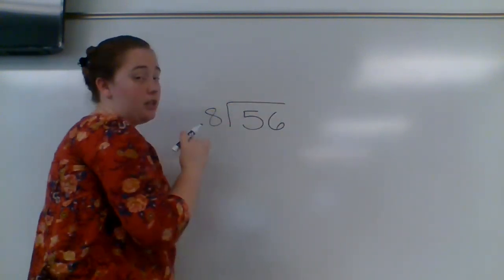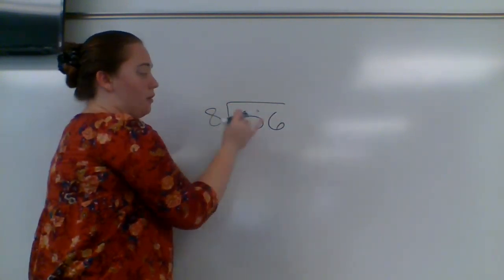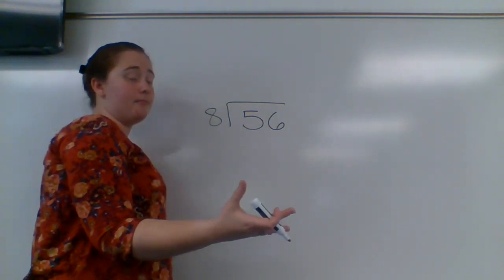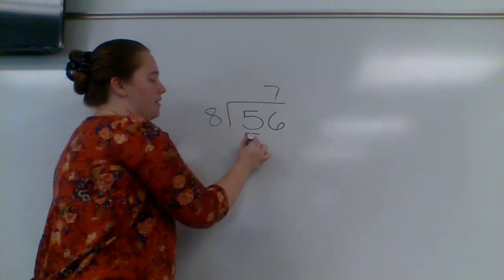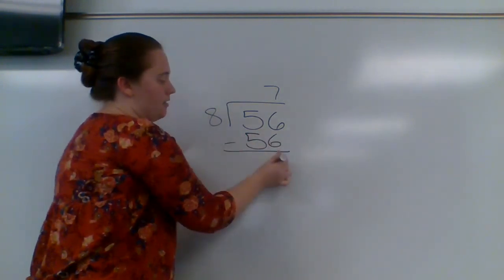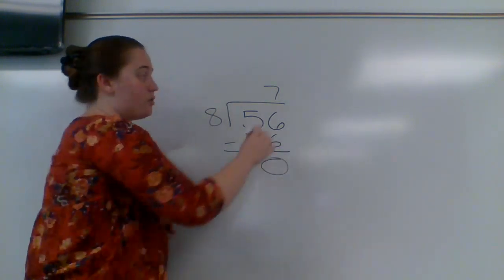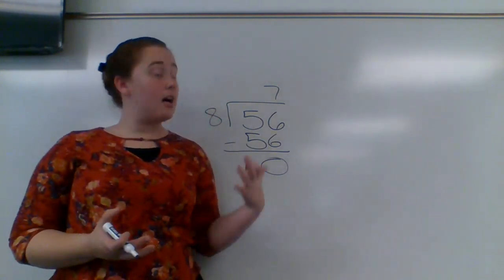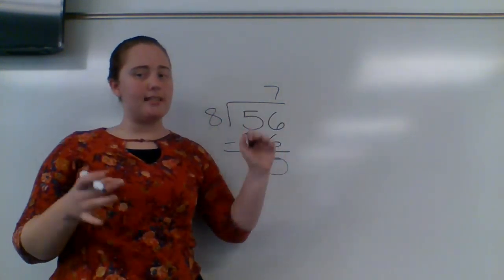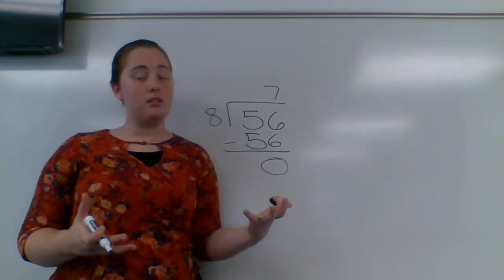So let's figure that out. 8 will go into 56 how many times? 7. 7 times 8 is 56, and 56 minus 56 is 0. So this is 7 boxes. Now it's not asking me how many boxes I would be buying. It's saying how much would it cost.